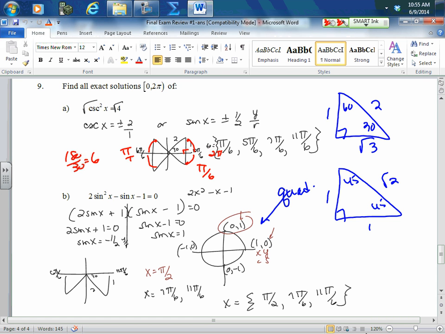You can actually find all your angles in degrees and convert them to radians. Whatever I give you this in, your domain is what you have to give me your answer in. If I give it to you in degrees, leave it in degrees. If I give it to you in radians, give it to me in radians.